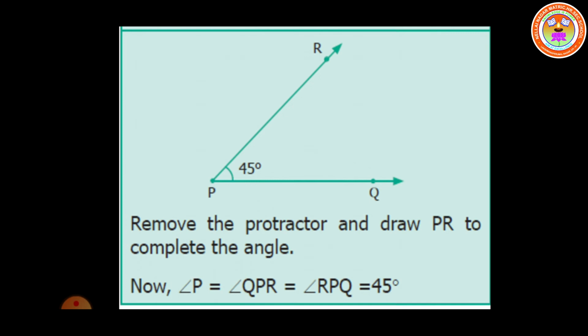The angle P can be measured in 3 ways. The first one is single P itself. Next one, when you start from QPR. Or next one, when you start from R, it will be RPQ. So all are mentioned of the angle P only. So angle P is equal to how much we construct? 45 degree. Let us see the next example.